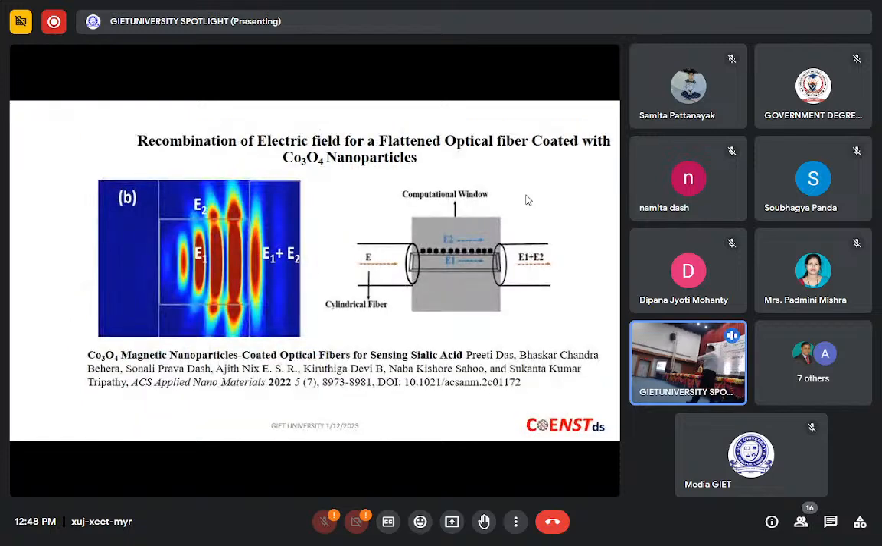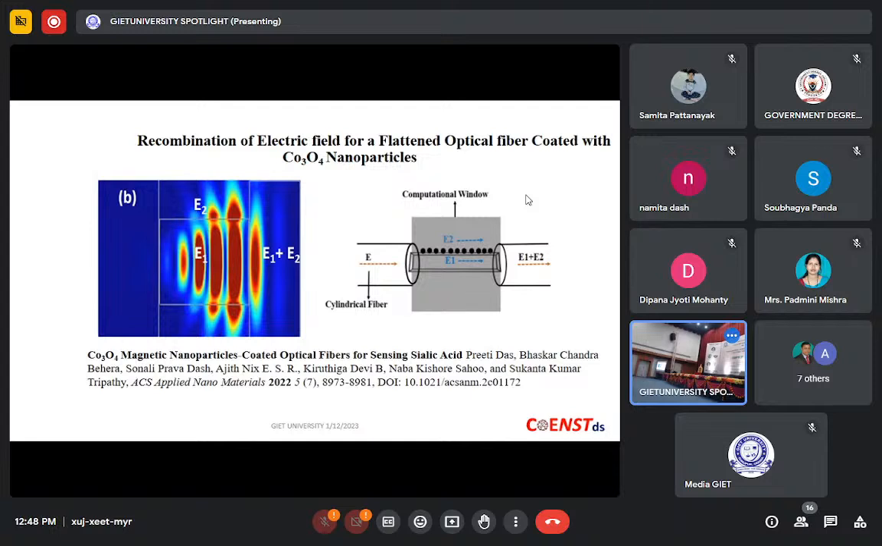So you have to design this optical fiber, and you also have to design these new materials, these nanomaterials. Simulation will help you a lot to decide the particular geometry and the particular size. This is another simulation where we have shown how light is going inside this optical fiber.